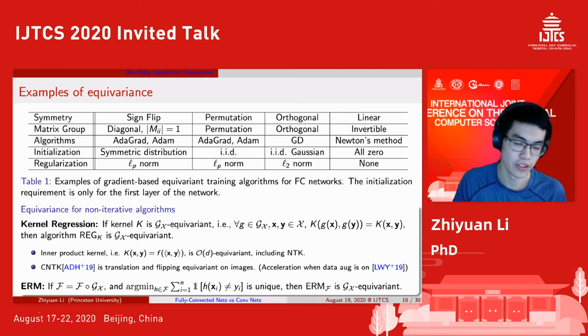Another example is ERM. If your function class is invariant under this group G_X and the argmin is unique, then ERM is also G_X equivariant. So this also allows us to prove a lower bound for ERM.